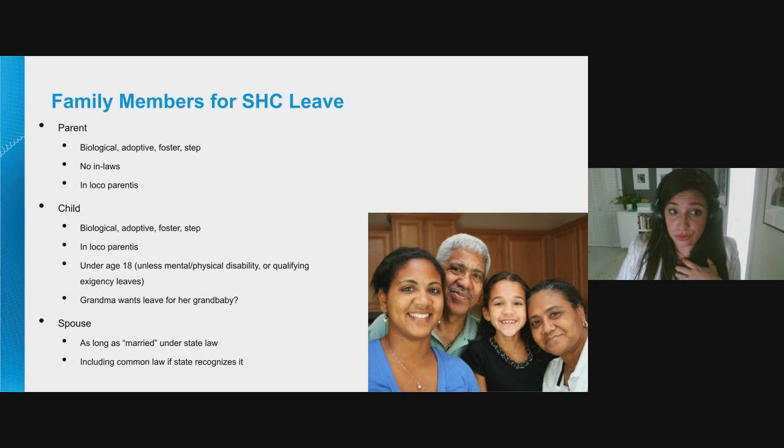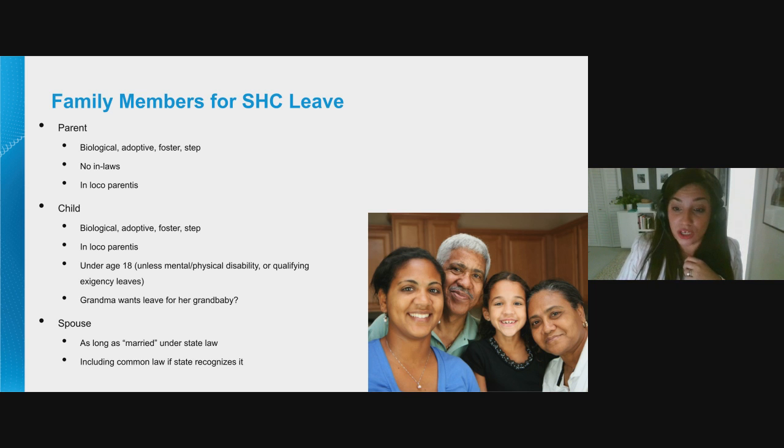And as I mentioned, your employees can also take leave to care for certain family members. What family members? Their parents, their minor children, and their spouse. And I emphasize the word minor because we tend, I have a son myself, right? And I can't imagine my son needing me after he turns 18 and me not being there.